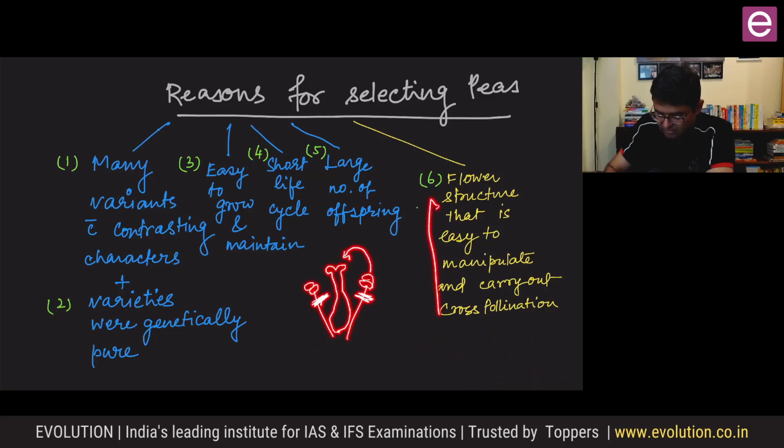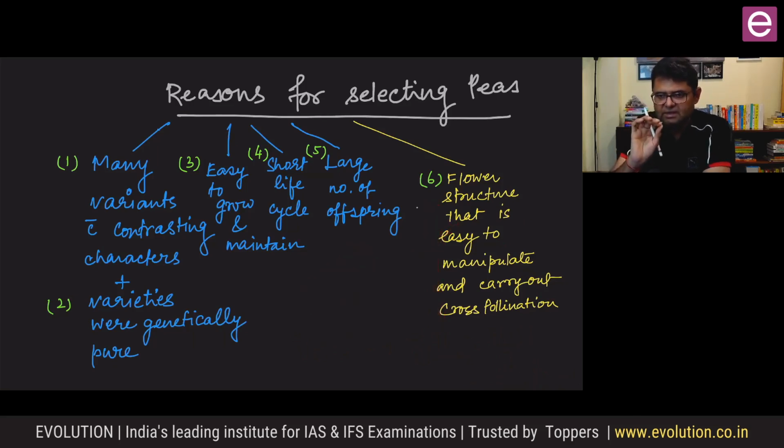And somehow garden peas had the flower structure which was really very easy to manipulate. Even in the young stage, when pollen had not even formed, Mendel was able to manually, with the help of scissors, cut away the stamens, and that way self-pollination was prevented, right? So these were the 6 scientific reasons why Mendel persisted with garden peas. Like I said, he started with other plants also, but he persisted with this one.